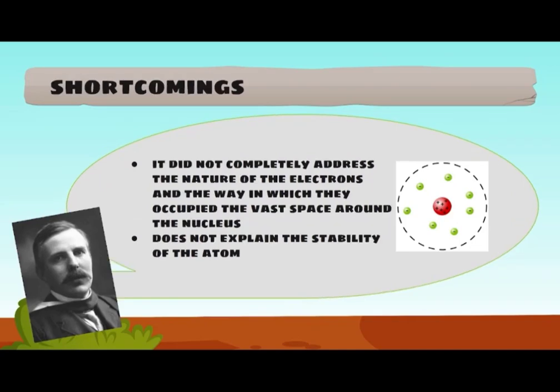However, this model also has its shortcomings, as it did not completely address the nature of the electrons and the way in which they occupied the space around the nucleus. Because if they revolve around the nucleus, there will be a point where they move closer and closer to the nucleus, ultimately merging with the nucleus, which will make the atom very unstable. And hence, this atomic model also does not explain the stability of the atom.